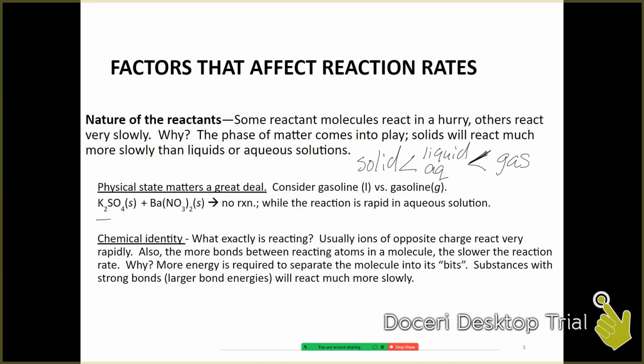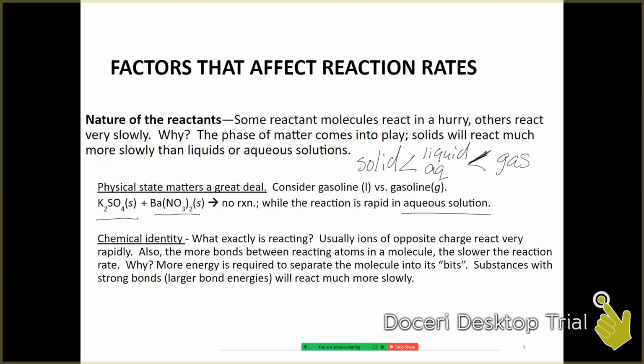So if I had potassium sulfate and barium nitrate and I just stuck those two solids together, nothing's going to happen. If I dissolved them in an aqueous solution and they were set to ions, then that reaction is going to occur very quickly.